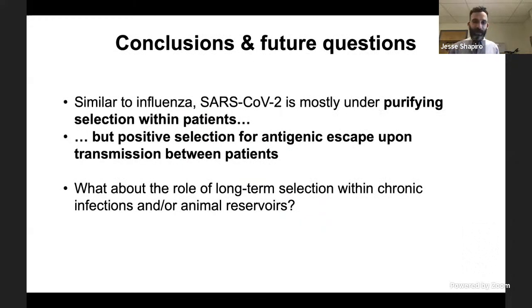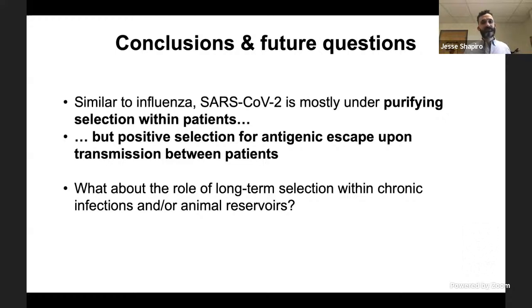All right, so to wrap up this part of the talk, pretty similar to influenza, SARS-CoV-2 is mostly under purifying selection within patients, just removing deleterious mutations, but not so much selection for immune escape. But positive selection occurs for antigenic escape, really at the level of transmission between patients. And this makes sense also with the viral load peaking before the antibody immune response kicks in.